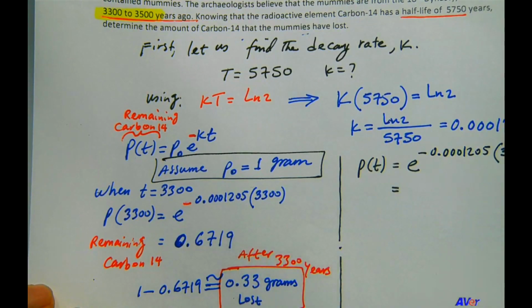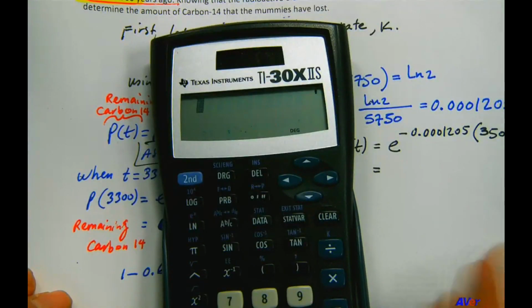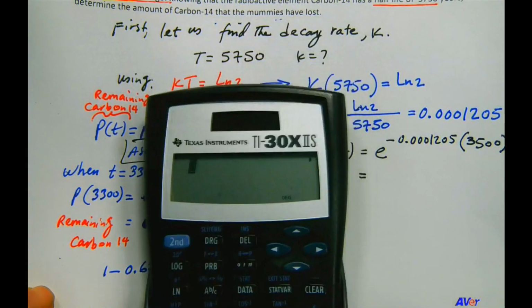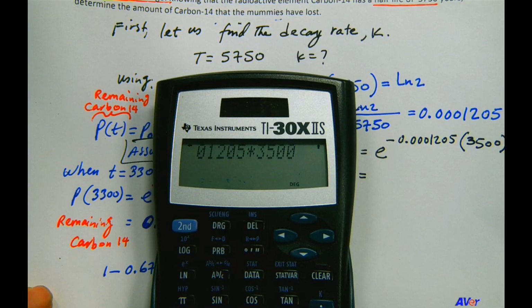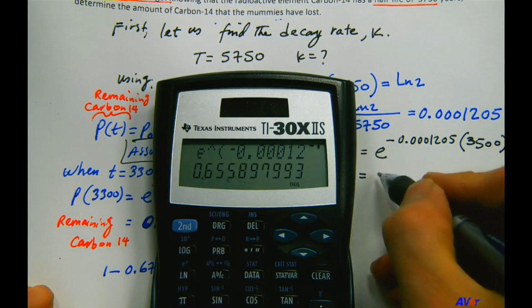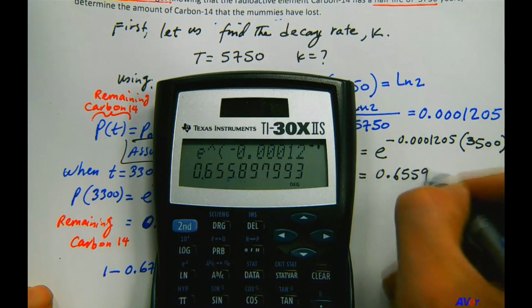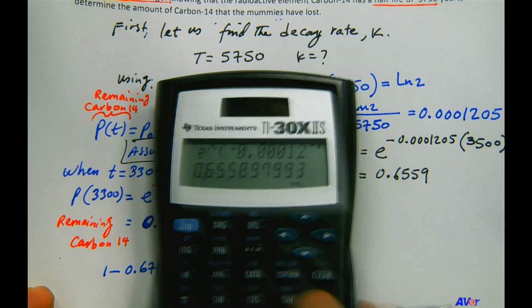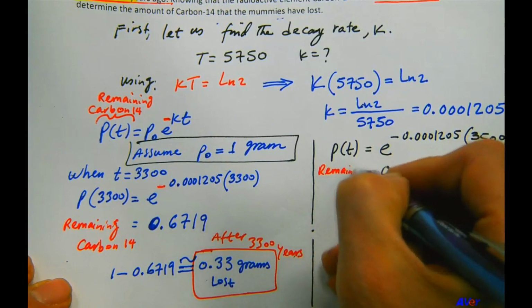Okay, so let's calculate that. I keep forgetting to come back to the screen. Okay, that's better. So E, the natural exponential function, to this power minus 0.0001205 times 3,500, then close the parentheses and enter, and we get that. So 0.6559, I'm going to round that 8 to 9. This is, again, remaining carbon-14.